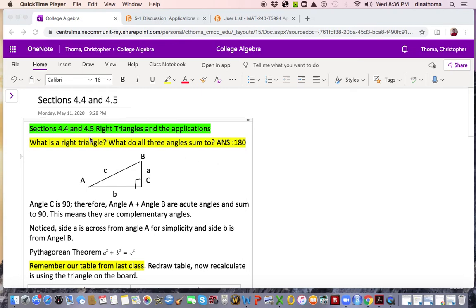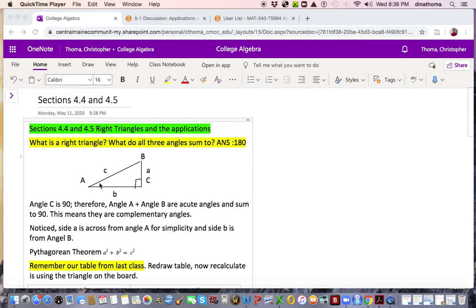So, a couple of refreshers. What is a right triangle? It is a shape that has three sides, where one of the angles forms a 90-degree angle, and all three angles add up to 180 degrees.